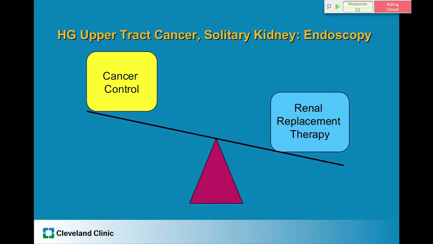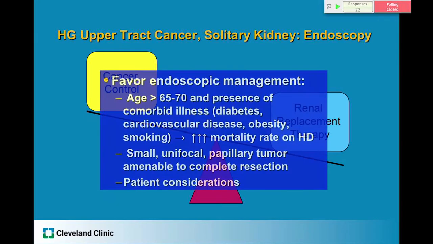On the other hand, endoscopic management should be considered in patients where the risk of renal replacement therapy outweighs the cancer risk. So these would be patients who are older, over the age of 65 or 70, with significant comorbidity, where the risk of mortality is very high on hemodialysis, or patients who have small unifocal papillary tumors, which appear to be amenable to complete resection.